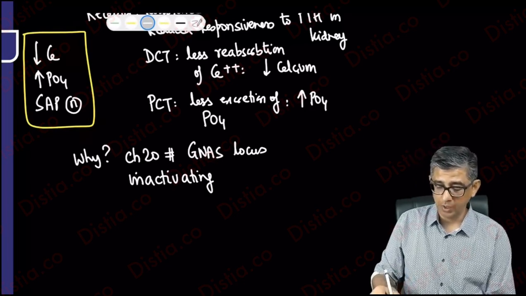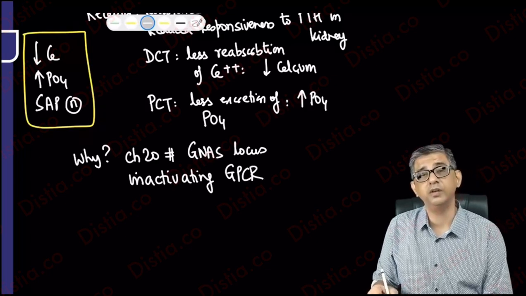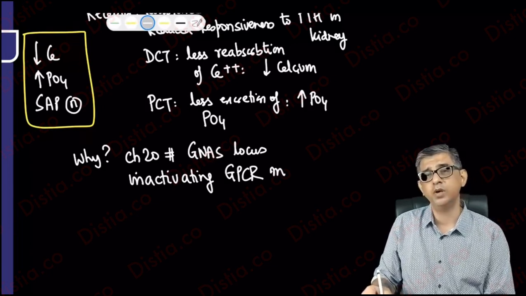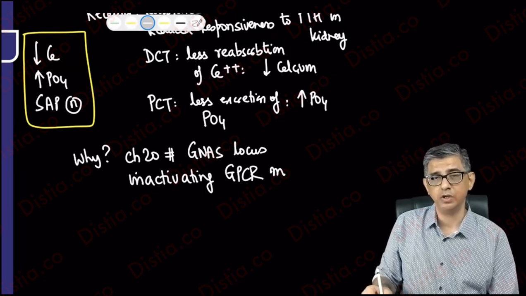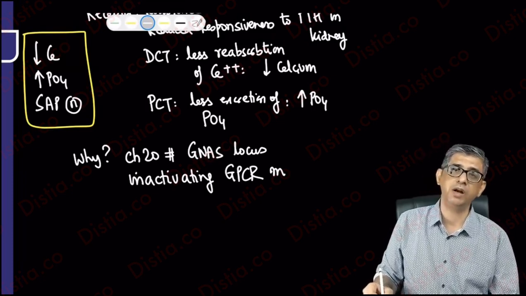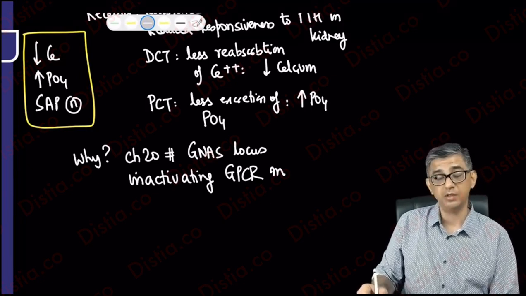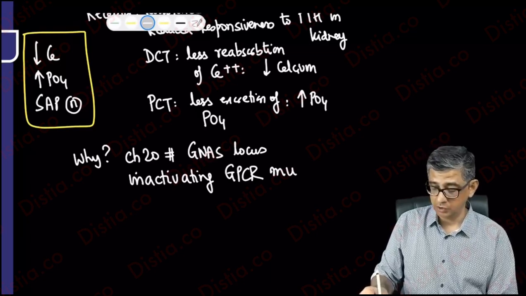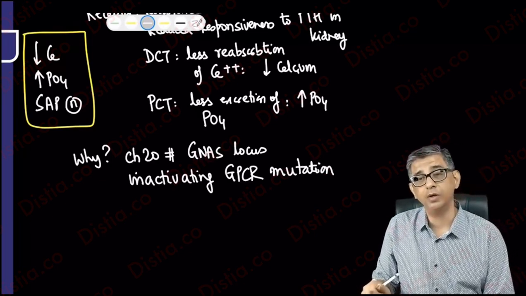Similarly, here I'm telling you that in this particular disorder, due to genetic reasons, there is an inactivating GPCR. GPCR is G protein coupled receptor. That's how PTH acts. When you study physiology, PTH acts by a G protein coupled receptor, and in this case this receptor is misbehaving. So I'm writing inactivating GPCR mutation. So PTH is there, but it is not able to act.